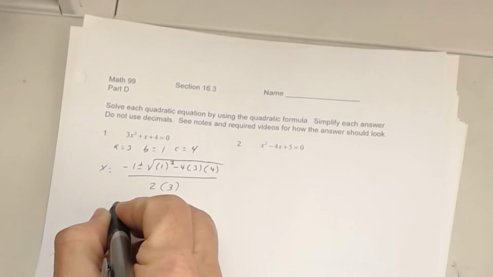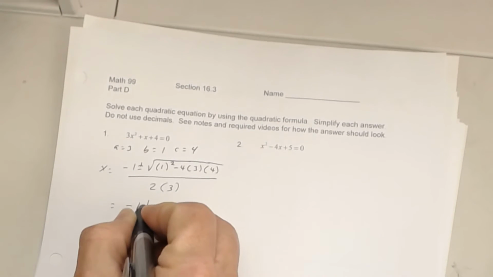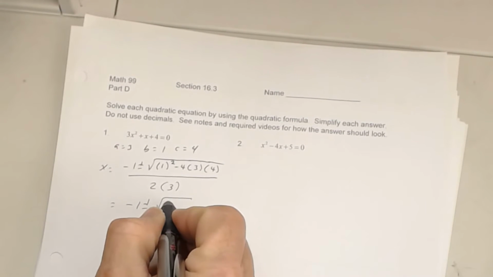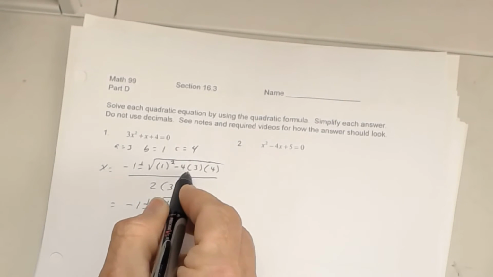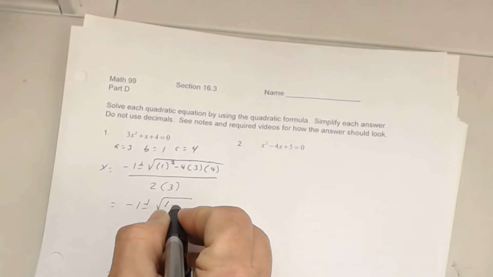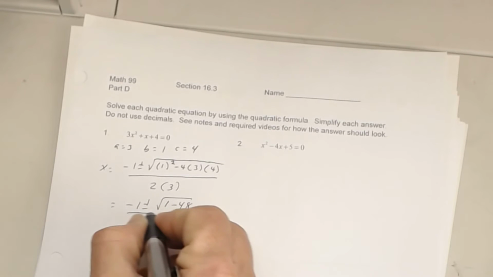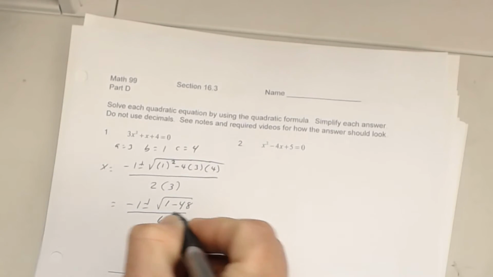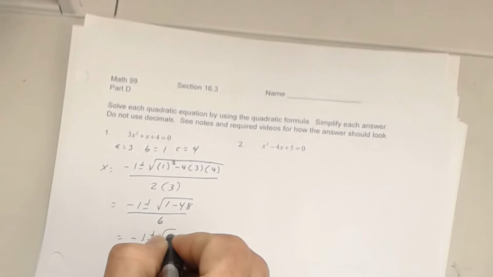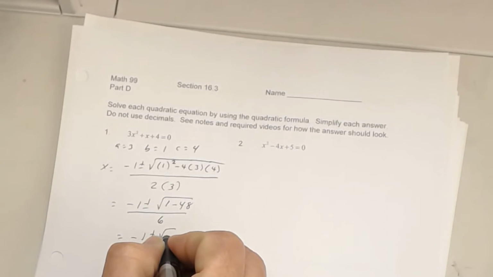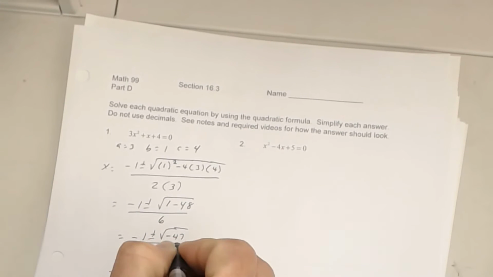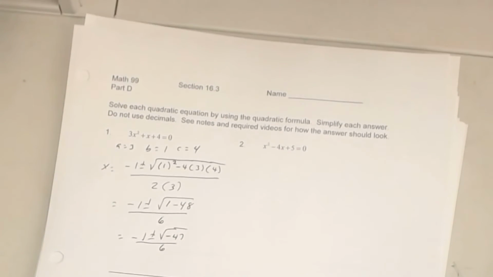3. So I get x equals -1 plus or minus the square root of, what's 1 squared? 1. Okay, what's -4 times 3 times +4? Use your calculator if you need to. 48. All over what? 6. So equals -1 plus or minus the square root of what? -47 all over what? 6, because that's where I'm at.